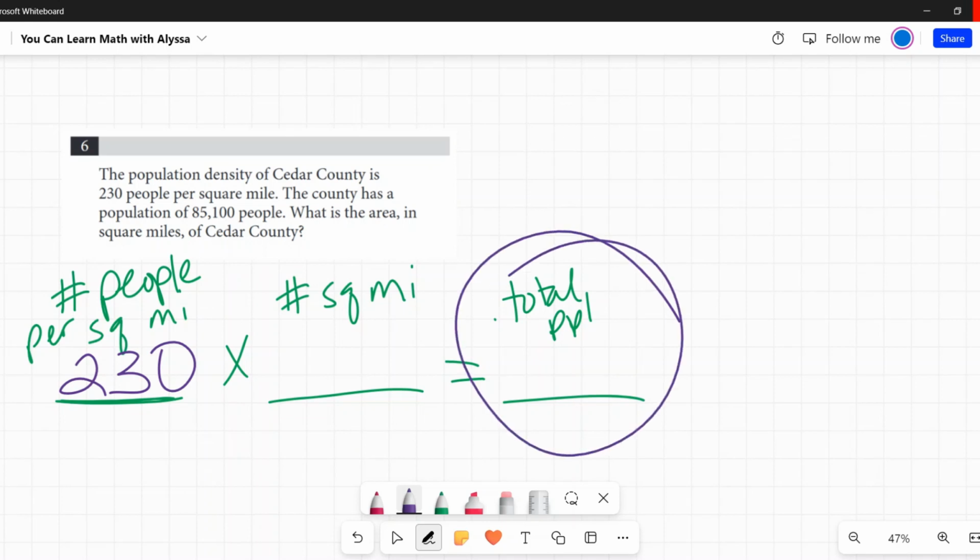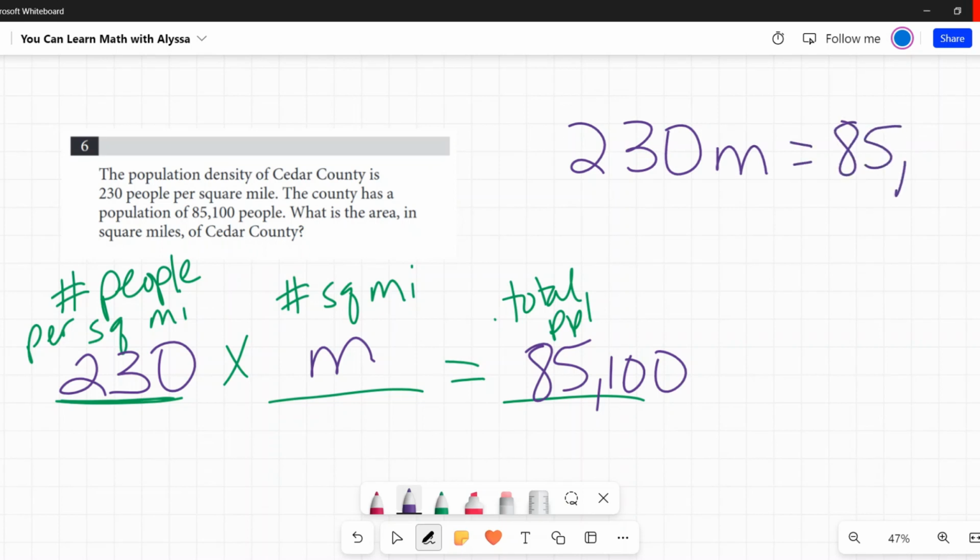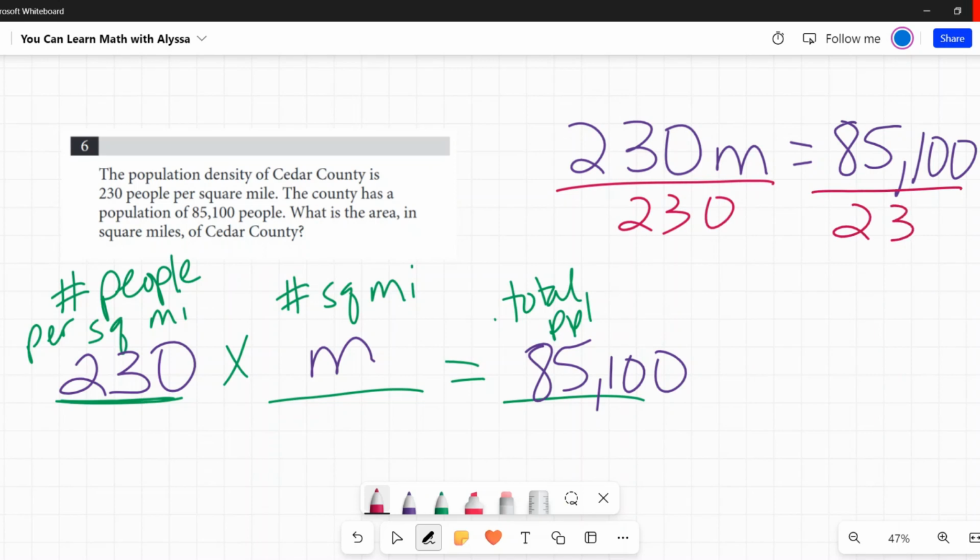What they do tell us is the total number of people, the population, 85,100. So basically, this is my unknown. I'm going to call this M for square miles, M for miles. So basically I have this equation, 230 people times the number of square miles equals 85,100. Now this is a more straightforward algebra equation. So I just need to divide both sides by 230.